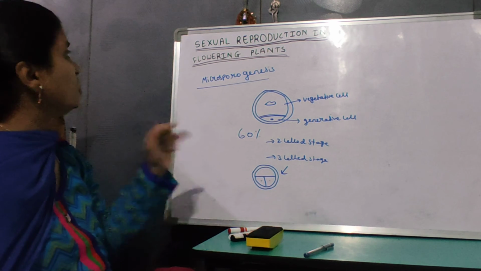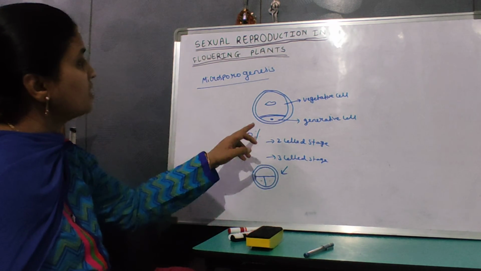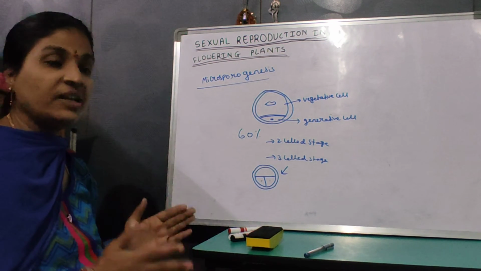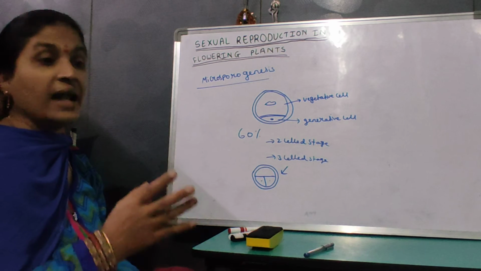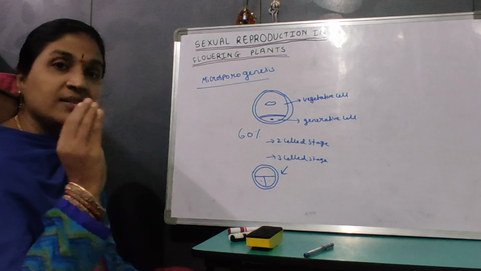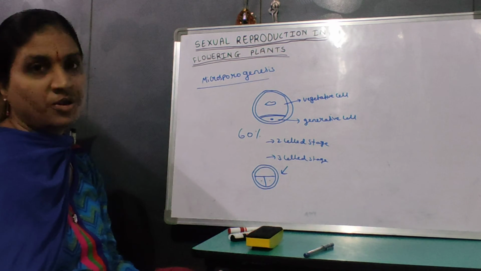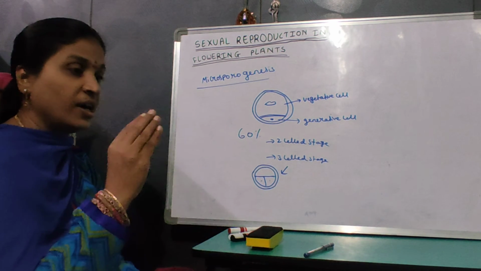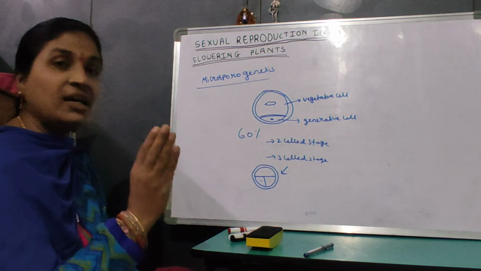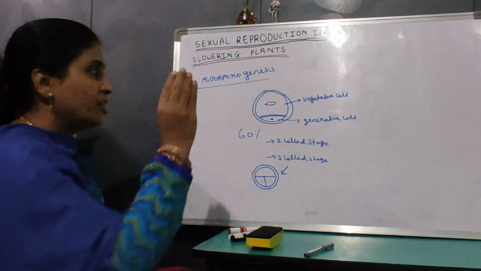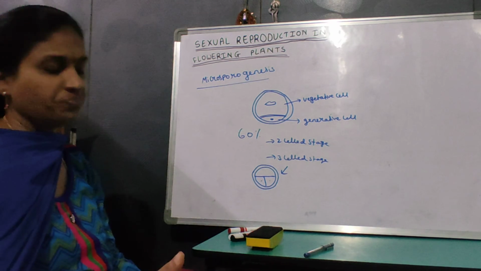Then coming on to sexual reproduction, what happens at this 2-cell stage? The pollen grains are released. Then what is the destination of this pollen grain? It has to fall onto the stigma, and it should be viable. It should take part in the reproduction process. It should not lose its viability. So in that period only, it should fall onto the stigma and germinate.